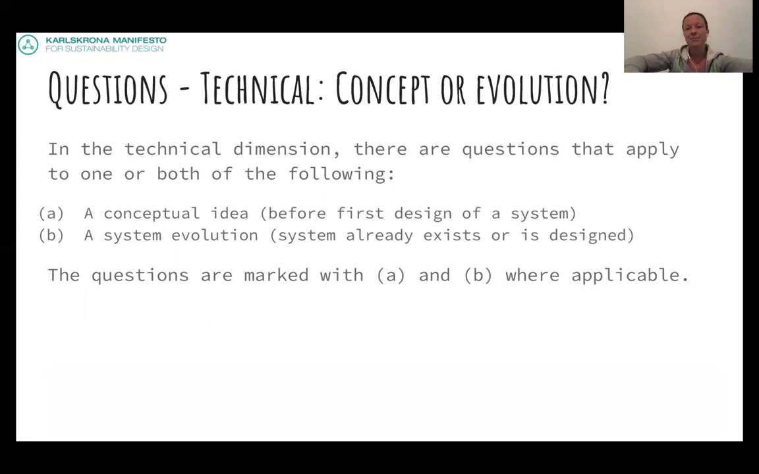So here we want to make a differentiation whether we're working on a conceptual early level or whether it's the evolution of a system. And there are just a couple of differences that apply to one or both of the following. So questions that are marked with A are at the level of a conceptual idea, so before the first design of a system, and questions marked with B are for system evolution, when the system already exists or is designed. Just keep that in mind.